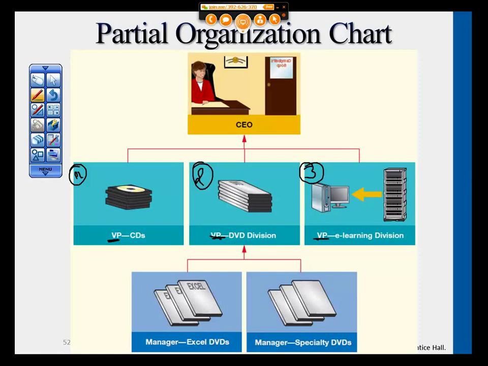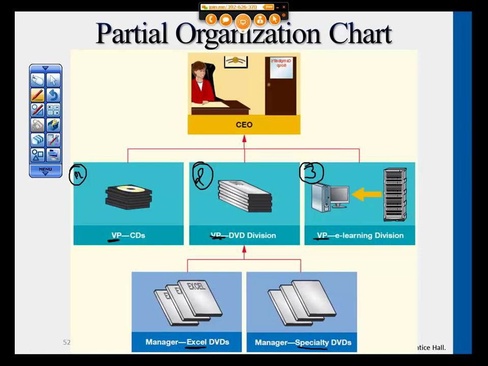On the example of the DVD division, we see that they also incorporate two other positions that feed the information to our VP of DVD divisions. That's the manager who oversees Excel DVDs and the manager for specialty DVDs. On the example of our statements, we also saw that the DVD can be of two types, Excel and specialty, right? So for each type, we have a separate manager.